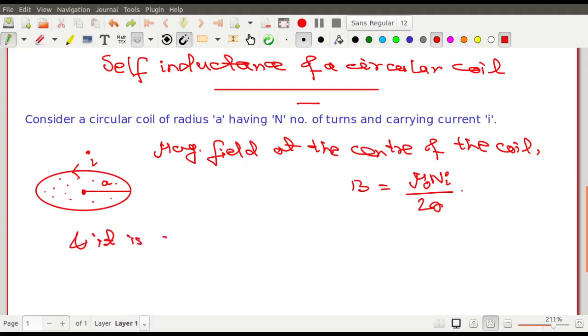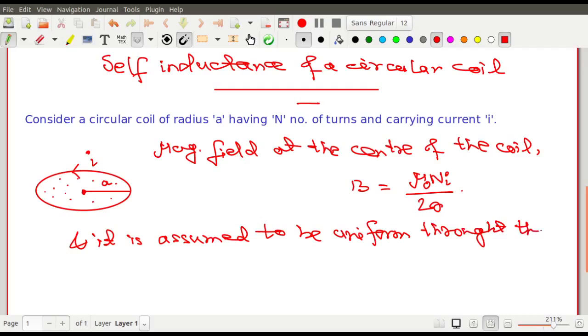So the magnetic field at the center of the coil is this one, and it is assumed to be uniform throughout the plane of the coil.